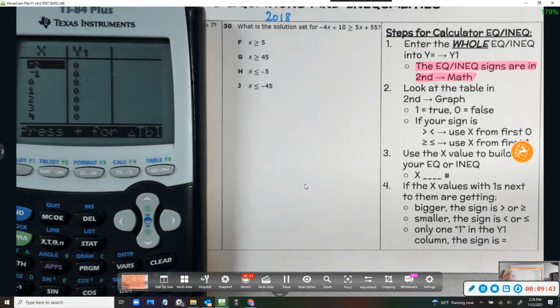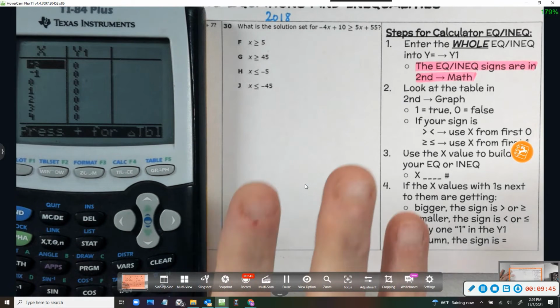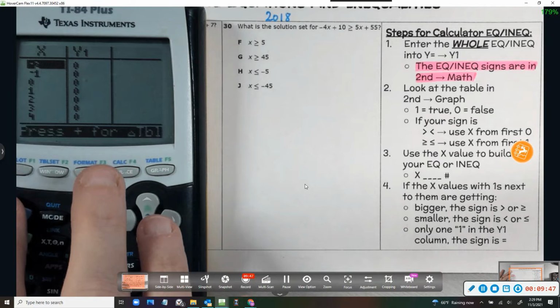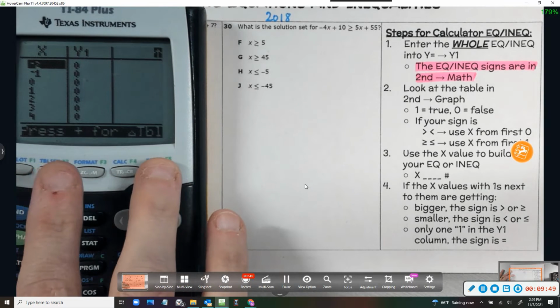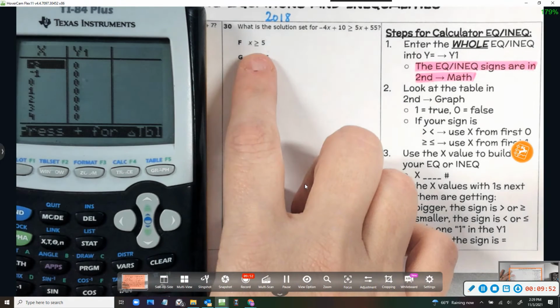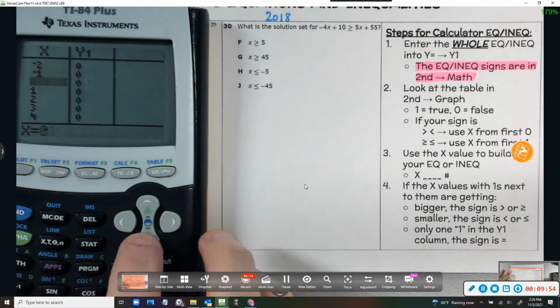Okay, so now I'm looking at my table. I'm going to hit second. Well, I'm already in here. So I want to jump around to these values. I mean, I can just scroll down to 5.